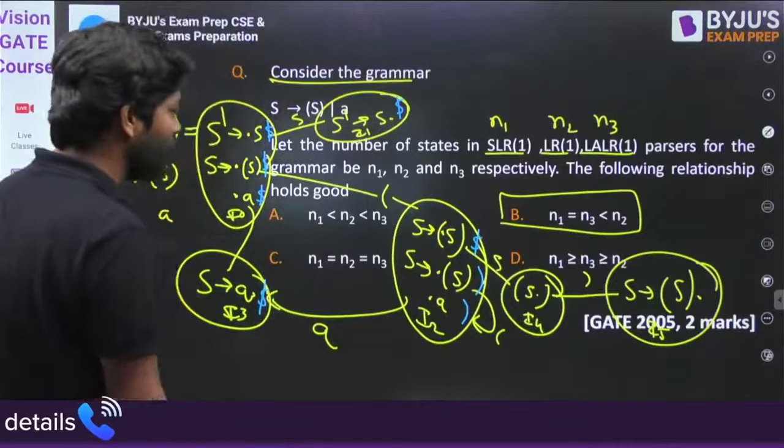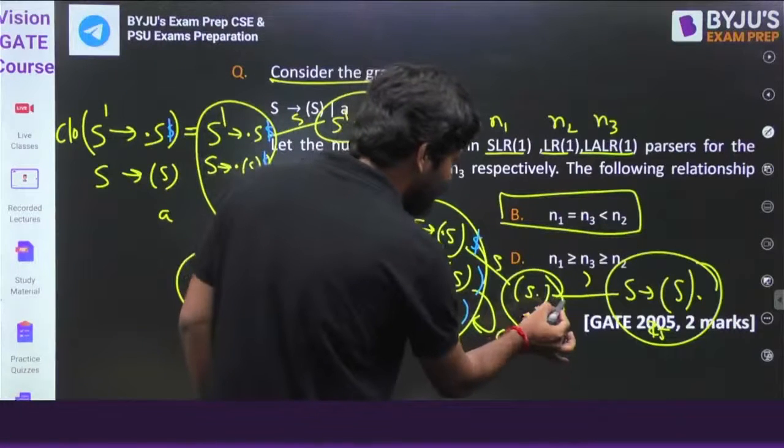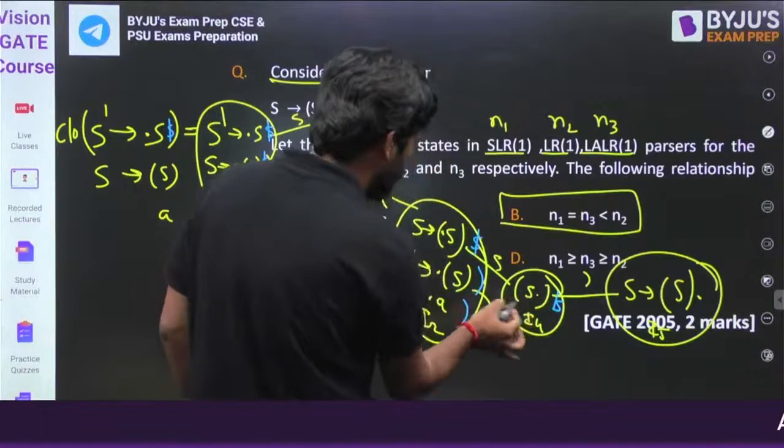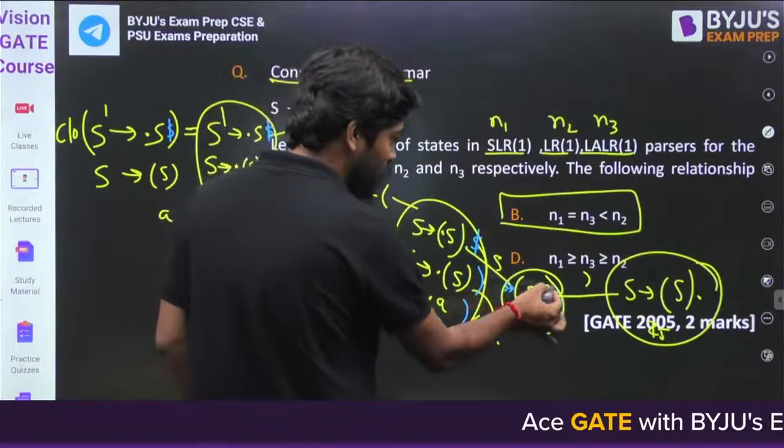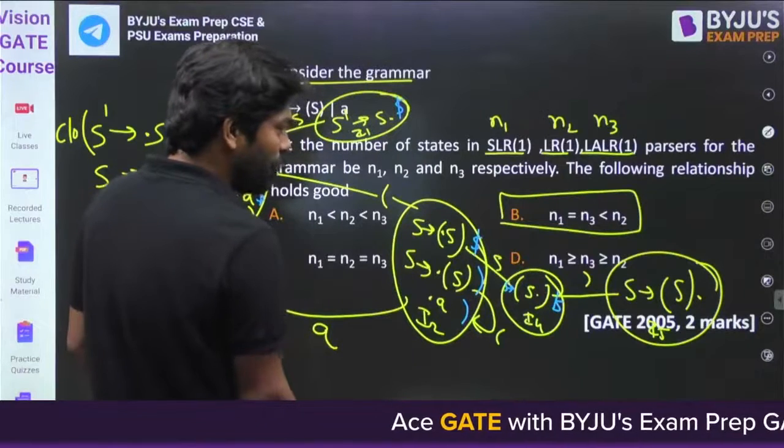Okay. Now see clearly, what about this one? See clearly here, it will be $. Here it will be $. It is S goes to $. Fine. It is nothing but opening bracket, S, dot, closing bracket, $. Fine. Okay.